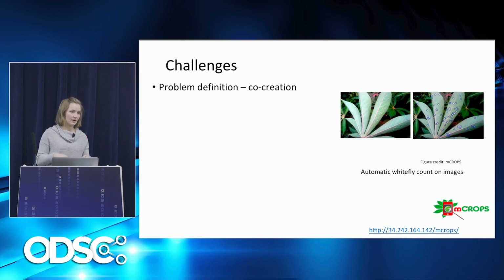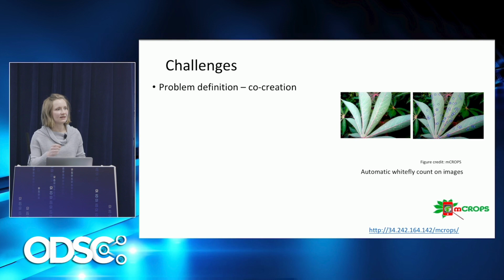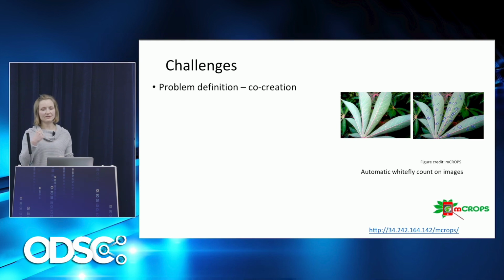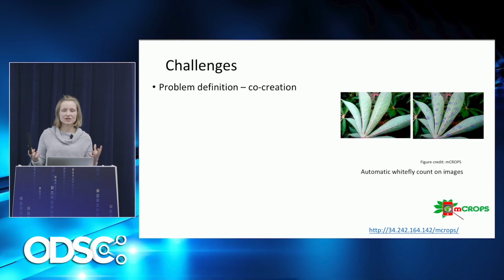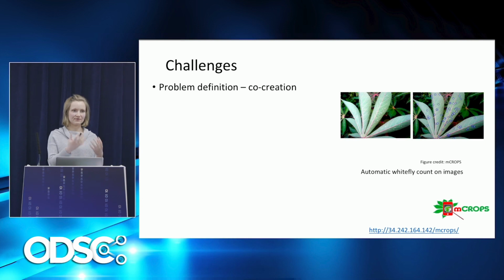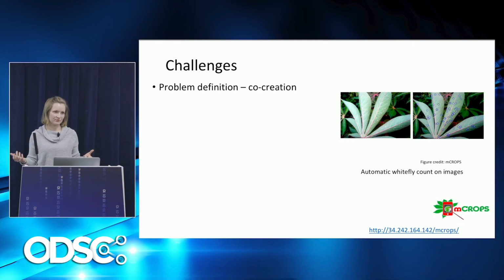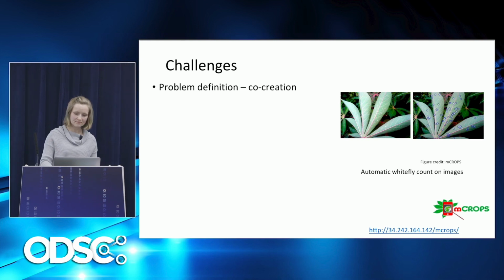We need to look for the pests before it's too late. So you need to look at the back of the leaves and count the number of whiteflies. So now the problem converted: they need to have these photos and automatically detect the whiteflies. So this is just an example of how the problem started with just developing a mobile app and converted to an object detection problem for machine learning.